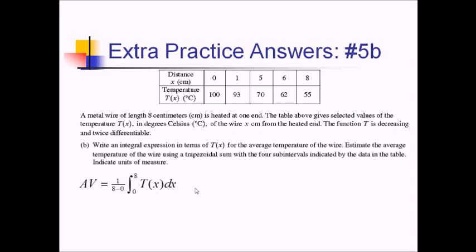And now we're actually going to go ahead and estimate this thing. So I'm going to start with 1/8 outside, a big parentheses, and inside, let me do my trapezoidal sum now. So I'm going to have a base of 100 plus 93 over 2 times a height of 1. And then I've got 93 plus 70 over 2 times a height of 4. Then 70 plus 62 over 2 times a height of 1. And finally, 62 plus 55 over 2 times a height of 2.